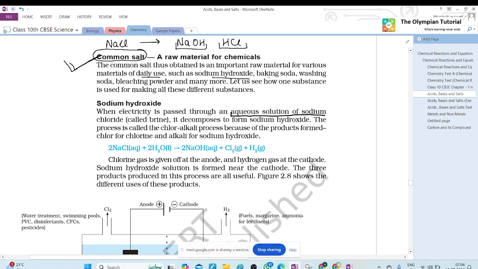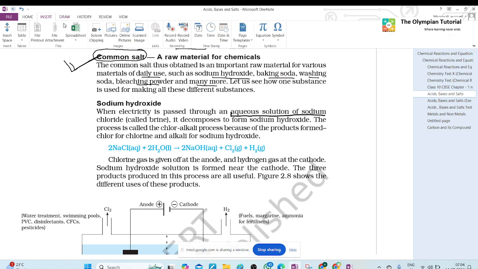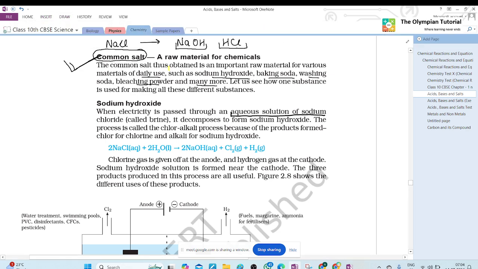sodium hydroxide, baking soda, washing soda, bleaching powder, and many more. You have to learn this point, that common salt is the raw material for sodium hydroxide, baking soda, washing soda, bleaching powder, and many more. Now we will study it in detail. Let us see how one substance is used for making all these different substances.